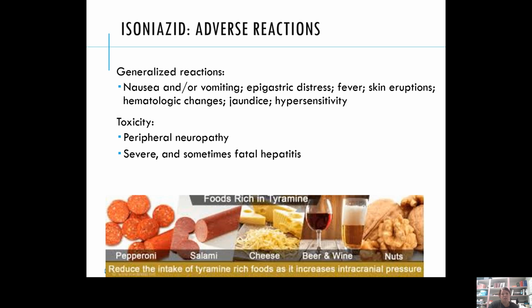All right, INH causes some of those typical nausea, vomiting, epigastric stuff that we've talked about. And we're not supposed to give it with foods that are rich in tyramine, because it can cause toxicity.